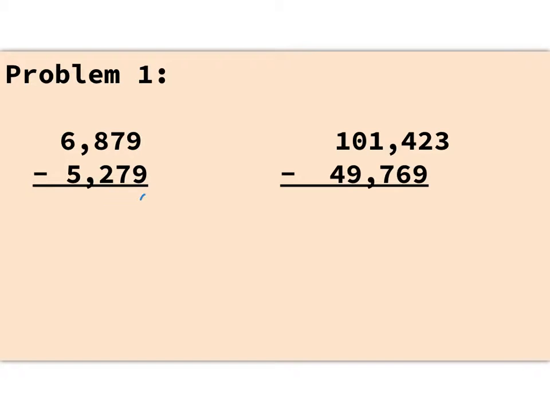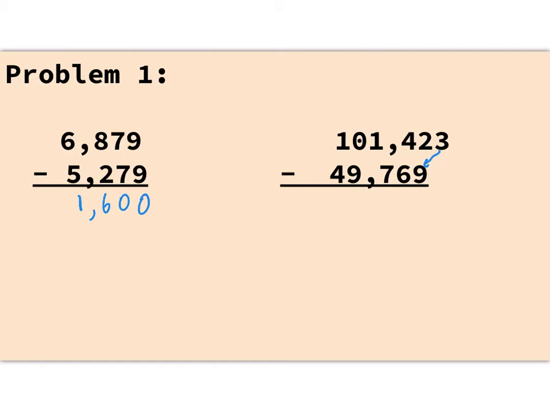And 9 minus 9 is 0. 7 minus 7 is 0. 8 minus 2 is 6. 6 minus 5 is 1. There was nothing to borrow here. So I'm sorry these numbers got a little off. This 3 is supposed to go with this 9.